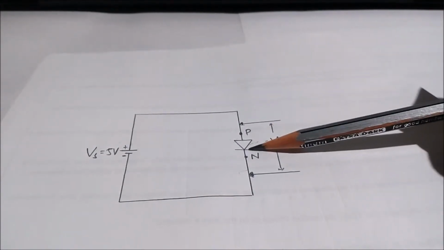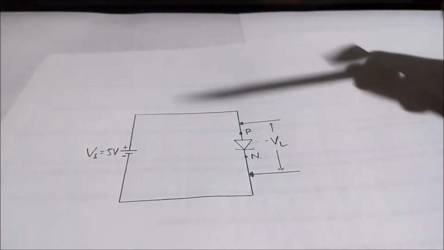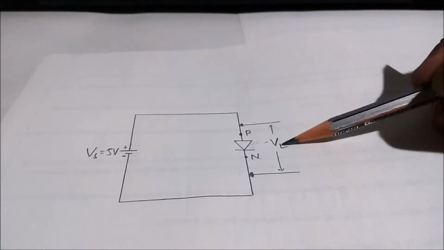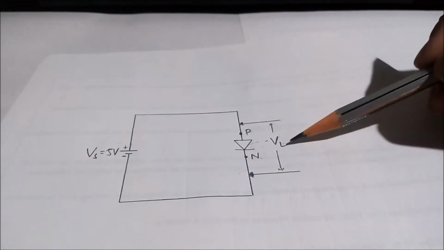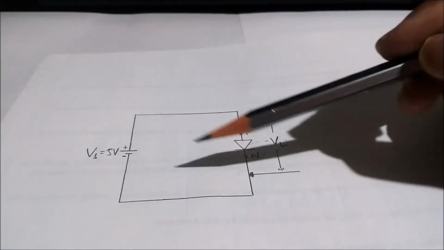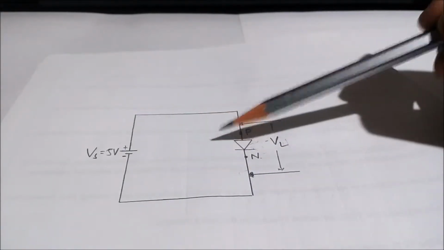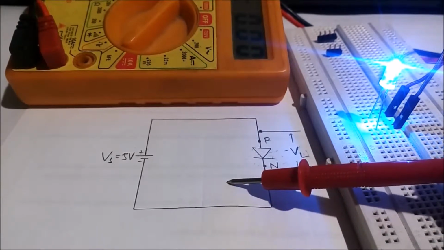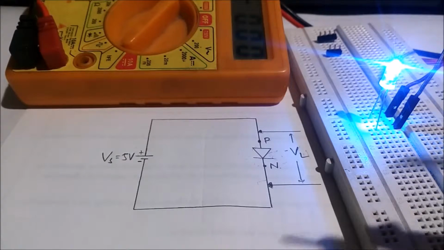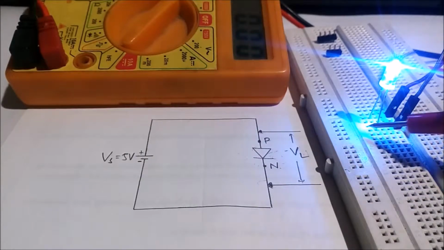This is the symbol of the LED, this is the P terminal and this is the N terminal, and it is connected in forward bias, so the LED will glow. VL is the load voltage which is across the LED. To know the VL, we need to connect the LED in the same way as shown in the circuit diagram. As I connected this LED with the voltage source as shown in the circuit diagram, I need to measure the value of VL across the LED.